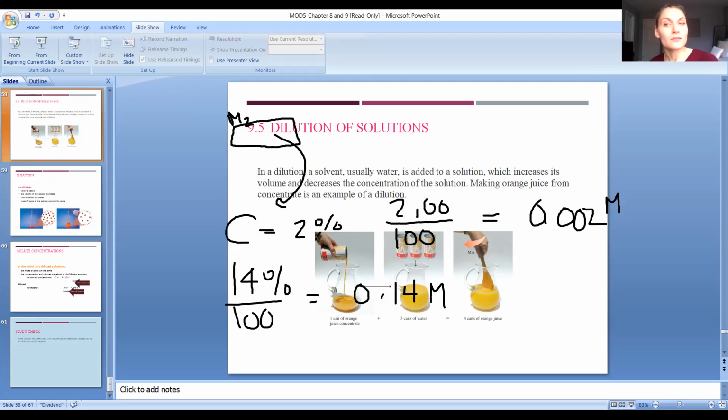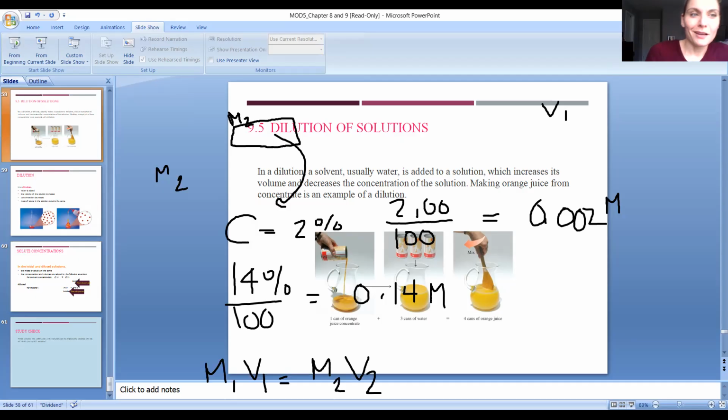By diluting 25 milliliters, so that would be our V1, of 14.00 hydrochloric acid solution. So that would be our M1. And what we want to know is what our new volume is going to be. So we have M1 V1 equals M2 V2. And when you read this, it's read a little bit funny.